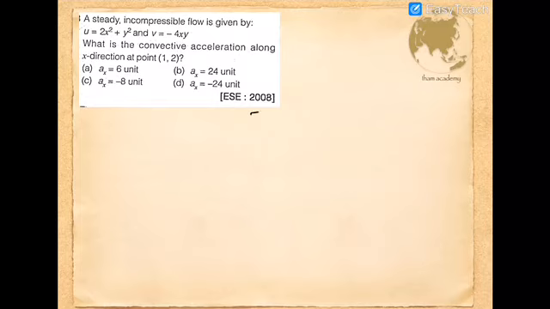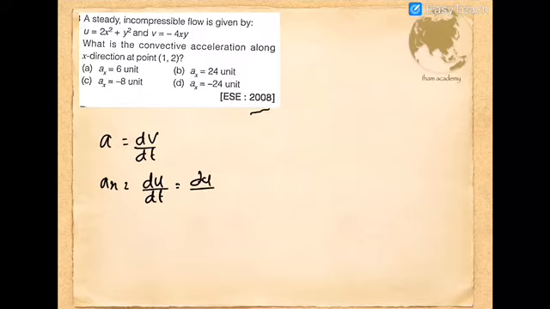Another question asked in 2008. A steady incompressible flow is given by u is equal to 2x² plus y², v is equal to minus 4xy. What is the convective acceleration along the x direction? So acceleration is given by the derivative of velocity with respect to t. The two components are along the x direction. The acceleration component is given by Du/Dt.